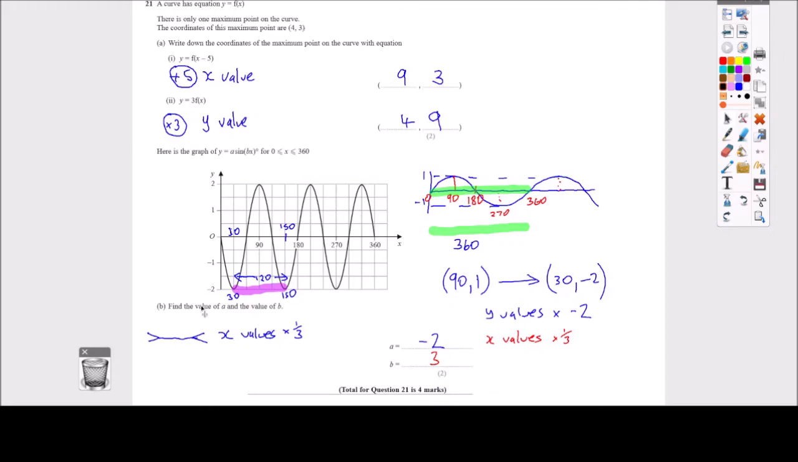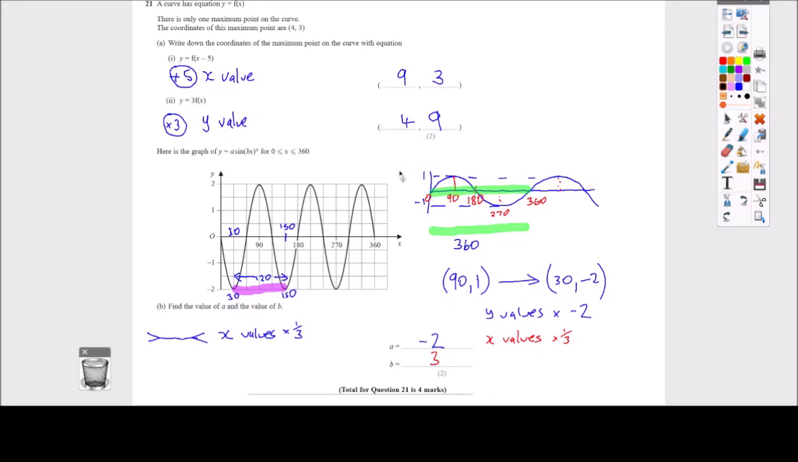Now, for part B, we're comparing the curve that we've been given to the normal sine curve, and we can see what's going on. We've got a multiplication of the x coordinate and a multiplication of the y coordinate. So let's start off with the x coordinates. If we just think about the normal sine curve, our first peak or trough is after 90 degrees, whereas now we can see it's after 30 degrees.